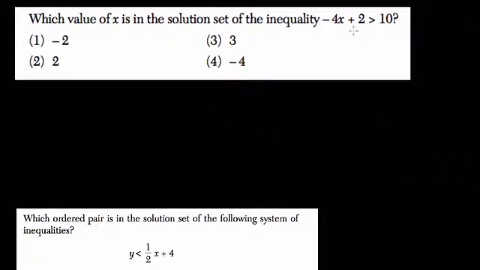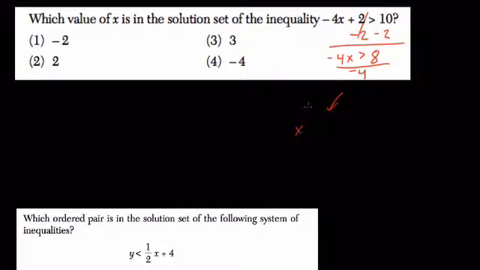Here we have negative 4x plus 2 is greater than 10. Well, first I might subtract 2 from both sides, just as I normally would in most balanced equations. So subtract 2 from both sides, and now we get negative 4x is greater than 8. To solve it, we divide both sides by negative 4, but that's where things get a little bit different.